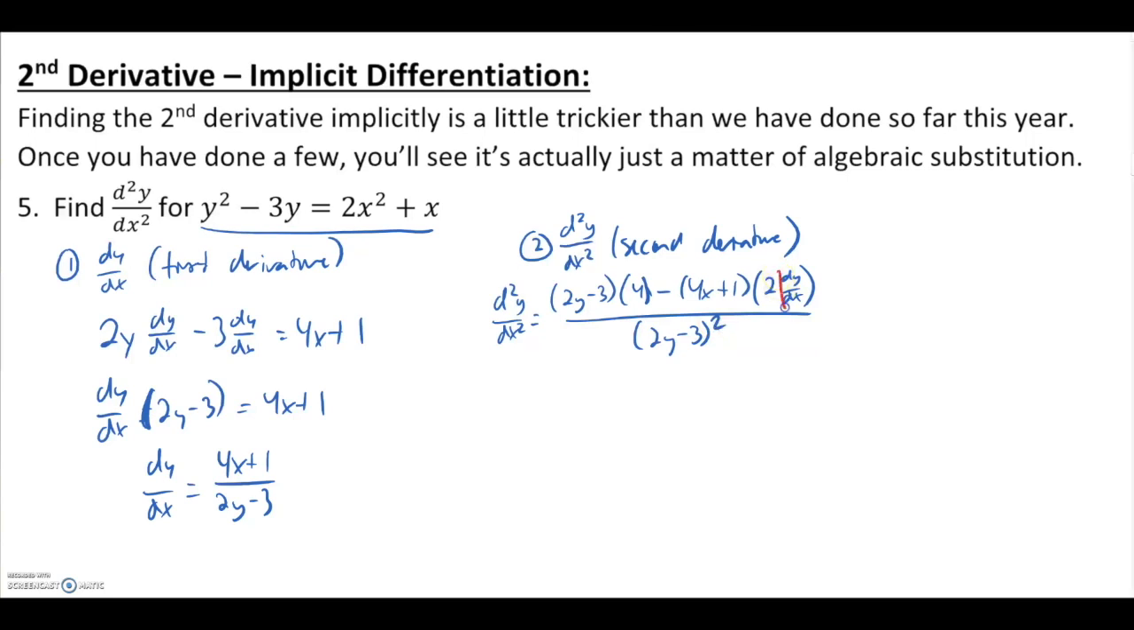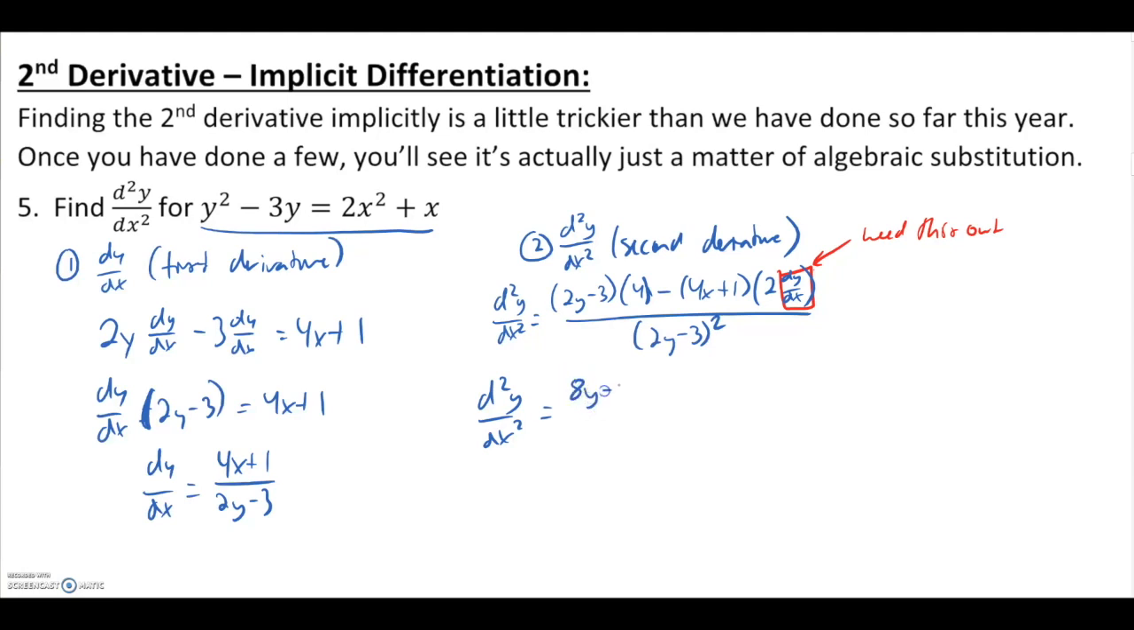And the only issue is this right here. We need our second derivative to be in terms of x and y. We need this out. Well, luckily we know what dy dx is equal to. So we can just do a substitution. I'm going to go ahead and do some expansion as we go across this.